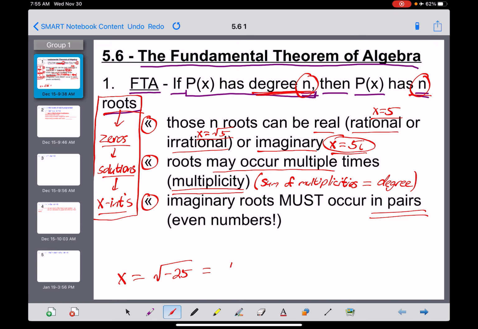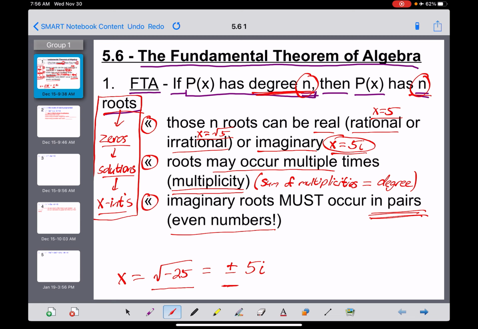Well, that becomes a plus or minus, and then that would be a 5i. But every time you take the square root of a negative, there are two results to that, one positive and one negative. And that's why your imaginary numbers have to occur in pairs or even numbers. So that's a really important thing to keep straight as we're going through this.